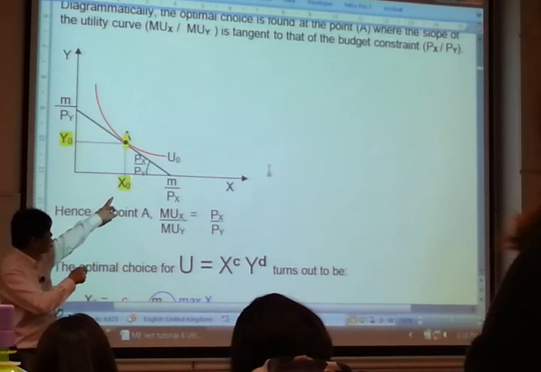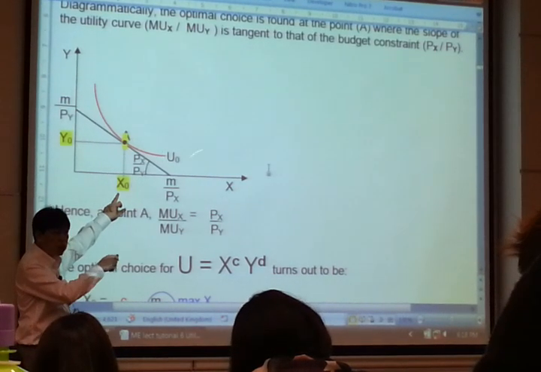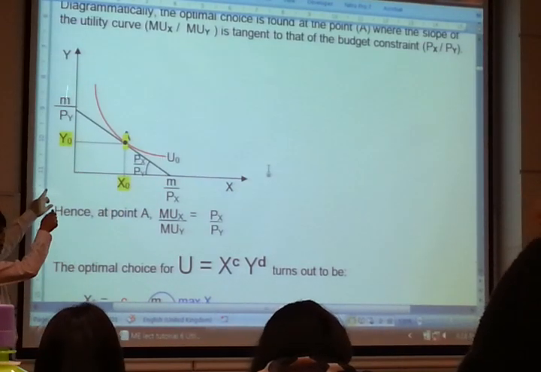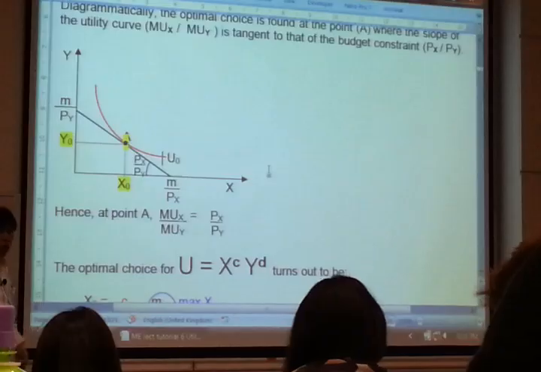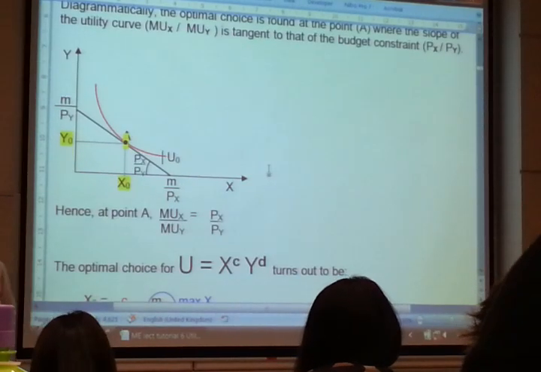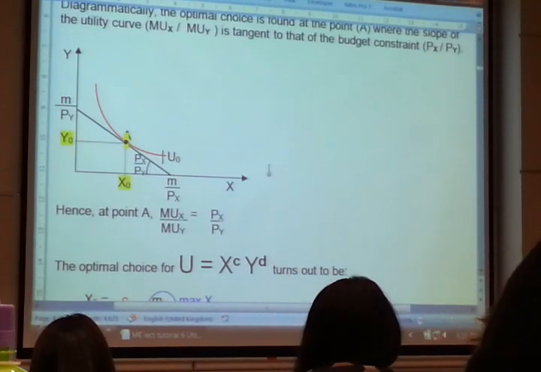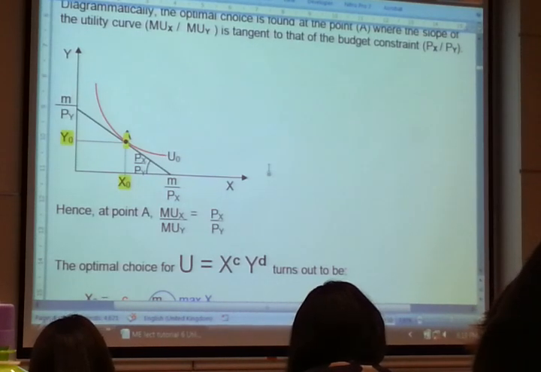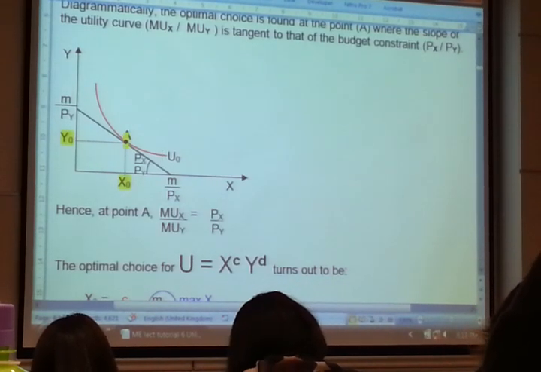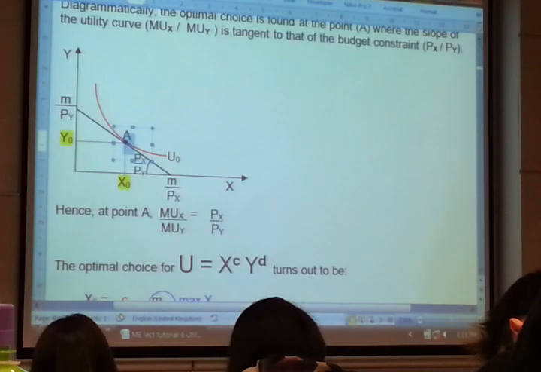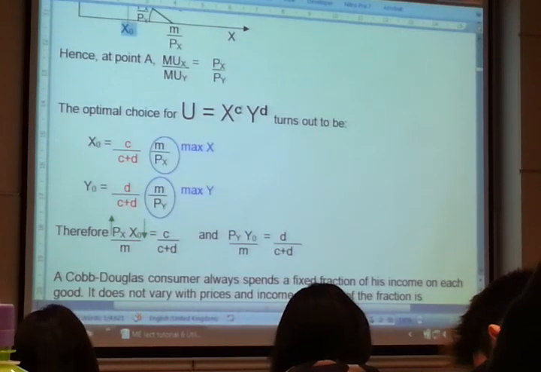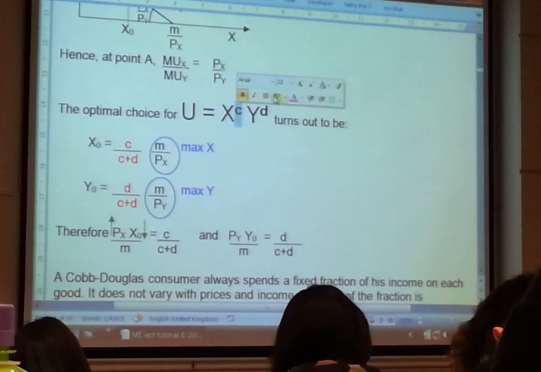So the optimal x is some fraction of the maximum x you can buy. The optimal y is some fraction of the maximum y you can buy. What is that fraction? Now, if it's Cobb-Douglas, it's very easy to find the fraction. If it's a Cobb-Douglas multiplicative function, you can easily find the fraction from the exponents, from here and here.